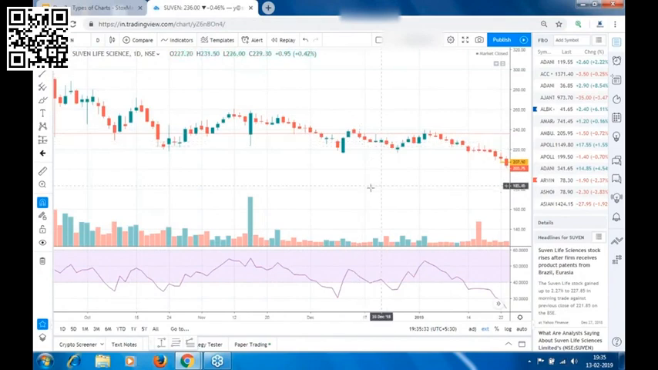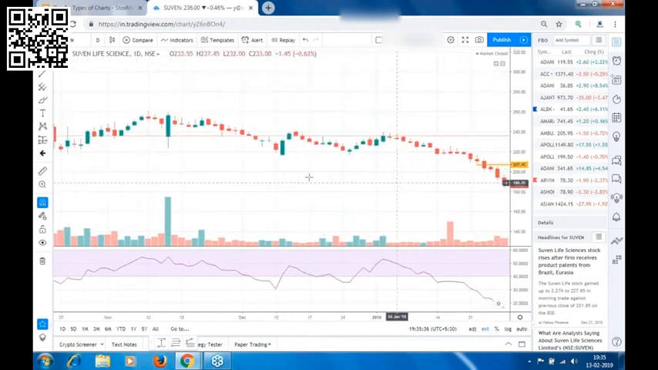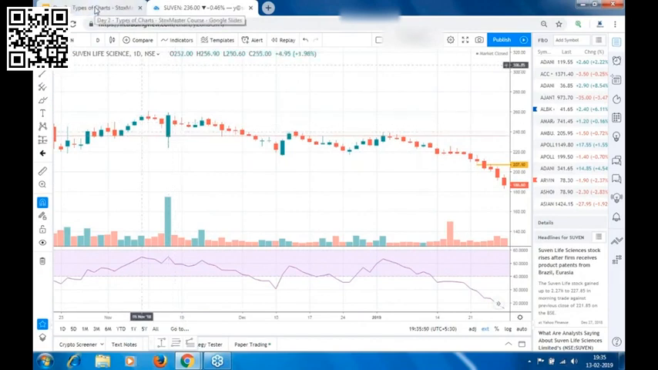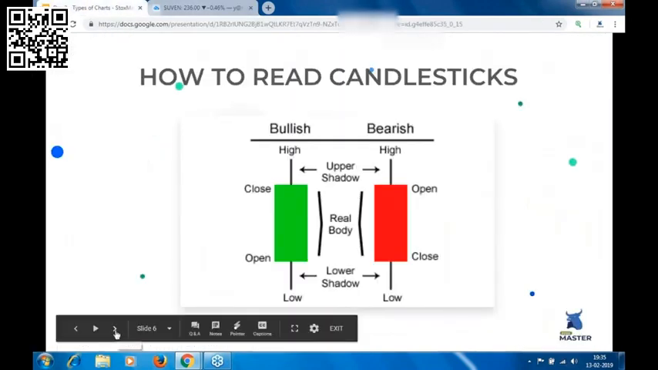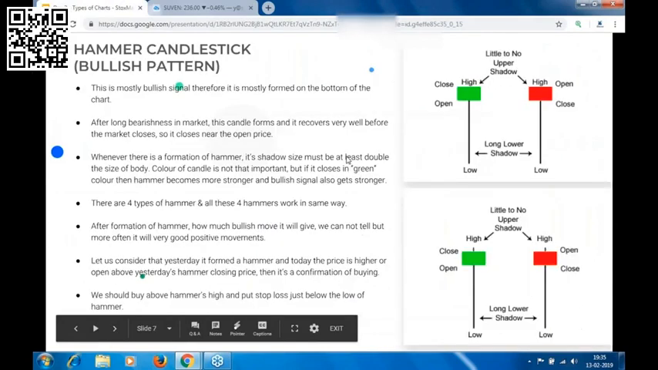And this is how your candlestick looks. This is the lower wick, this is the upper wick, and this shaded part is the body of your candle. So now let's look at some trend reversal candlestick patterns.